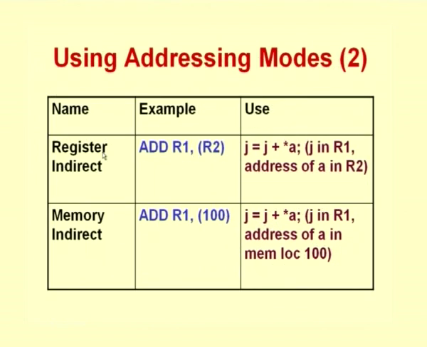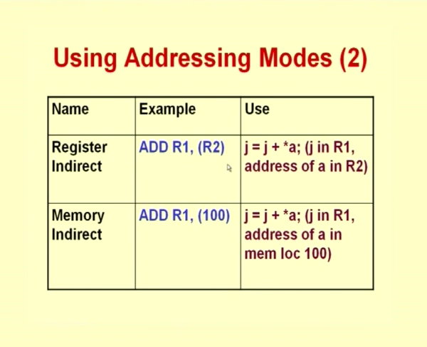Okay. Indirect addressing mode, the register indirect and the memory indirect addressing modes, are typically used when you have an indirection, typically when we have pointers specified to access the locations. So, if you have j equal to j plus star a, and you've got the address of a in R2, then we can use this addressing mode as add R1 comma R2 specified within brackets. So, it is an indirect addressing mode. Similarly, instead of the address of a being in R2, if the address of the location of a is in the memory location 100, let us say, then we will be using the memory indirect addressing mode in this manner, add R1 comma within brackets 100.